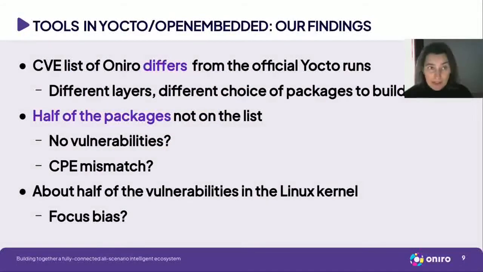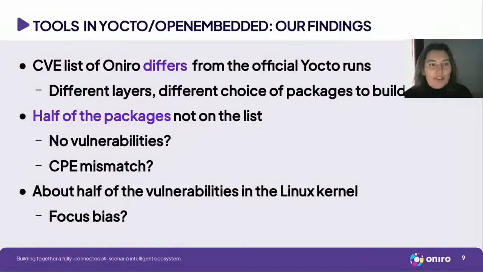So what have we found out using CVE check? First, the list of issues differs from the official Yocto builds to our builds. That is pretty obvious because we do have different layers and different packages. So we have to rerun it to get our own results. And then around half of the packages are not on the issues list, and we were wondering what's going on here. Either those packages have no vulnerabilities or we do have package or version mismatches.